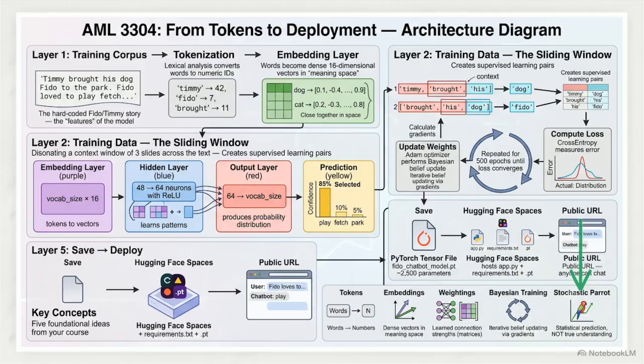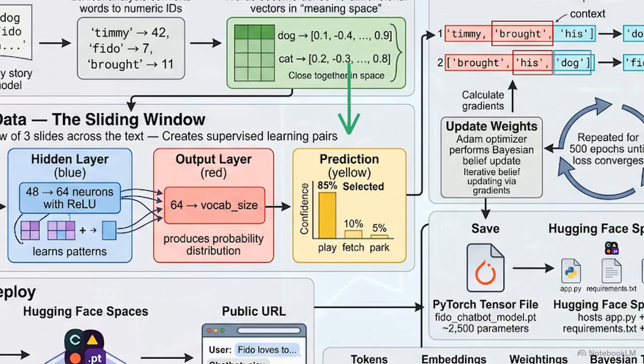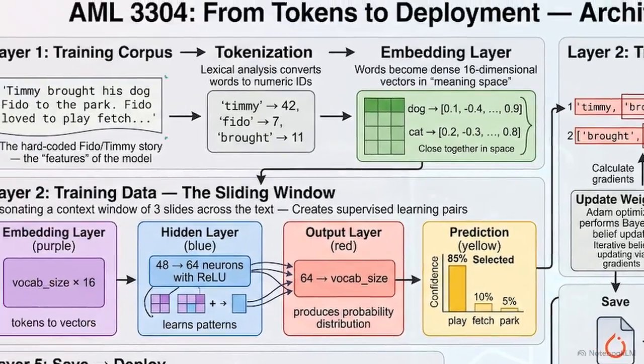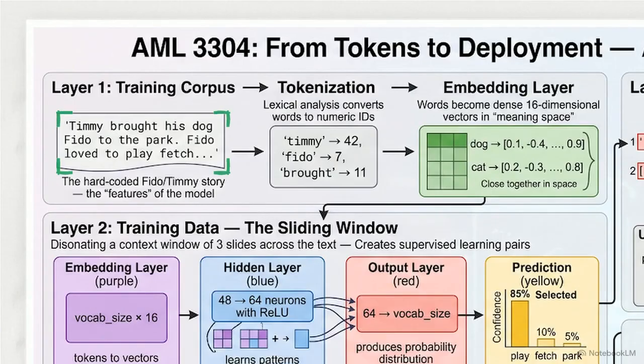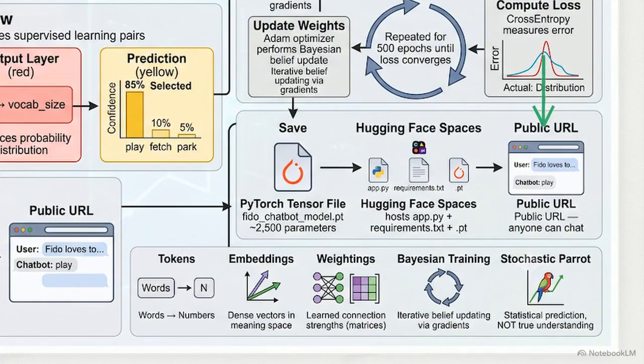This system functions as a statistical engine. It generates text by calculating the mathematical probability of the next word, based on patterns it identifies in a hard-coded story about a boy named Timmy and his dog Fido. Breaking down this pipeline replaces the perceived mystery of AI development with a repeatable engineering sequence.